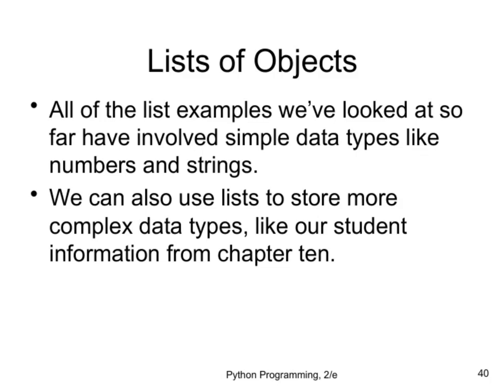All of the list examples we've looked at so far have involved simple data types like numbers and strings. But did you know that lists in Python can also store more complex data types? For example, in Chapter 10, we saw how we could use lists to hold student information. This means we can have a list of objects, which are essentially instances of classes or more structured data types. Using lists of objects allows us to organize and manage more detailed data, making our programs more powerful and flexible. So, understanding how to work with lists of objects is a key step in writing more advanced Python code that can handle real-world data more effectively.